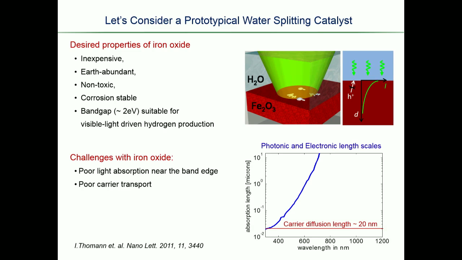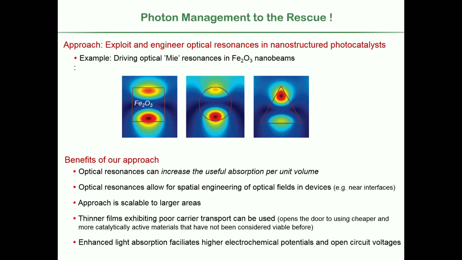That's plotted over here. There's the propagation depth of essentially the light in blue and the carriers here in red. So over a very broad wavelength range, the diffusion length of the carriers is much shorter than the absorption depth. So none of the carriers that are created can make it to the surface where they can drive the valuable reactions. So high index nanostructures come to the rescue.